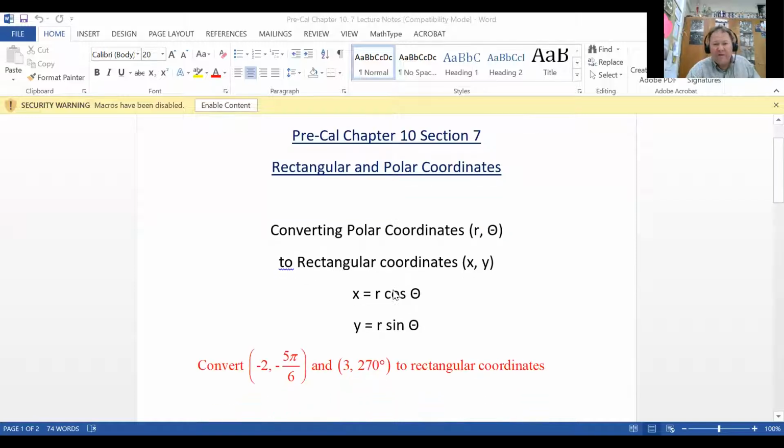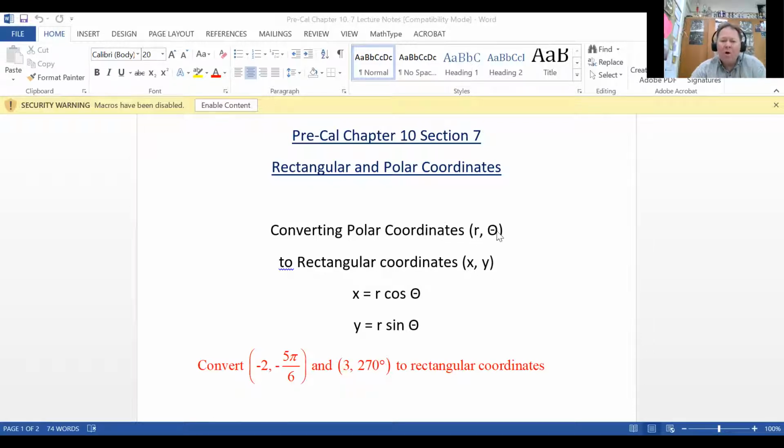So this is 10.7. This is converting from polar coordinates to rectangular and vice versa, and how to change a polar equation to rectangular and a rectangular equation to polar. Let's start with, if you know r and theta, it's an ordered pair. Polar coordinates on the polar plane are an ordered pair r and theta. On the rectangular coordinate plane, you have an x and y coordinate.